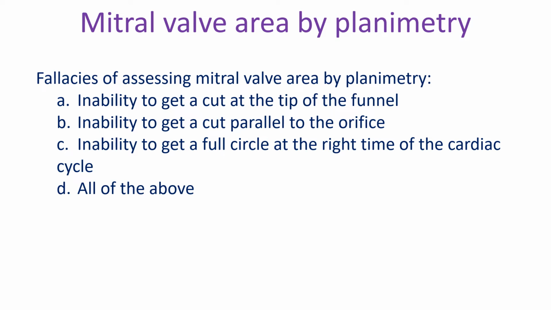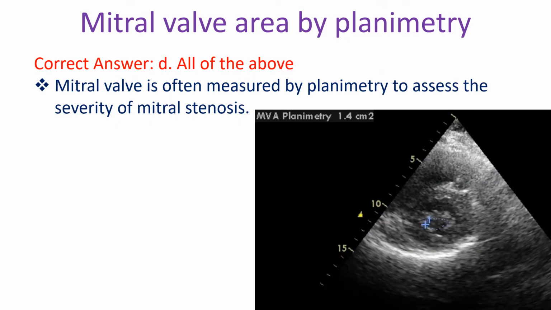Fallacies of assessing mitral valve area by planimetry. A. Inability to get a cut at the tip of the funnel. B. Inability to get a cut parallel to the orifice. C. Inability to get a full circle at the right time of the cardiac cycle. D. All of the above. Correct answer D. All of the above.